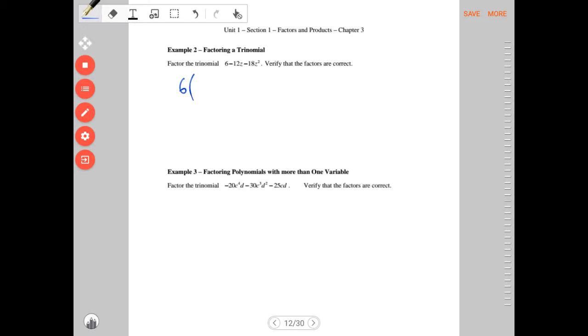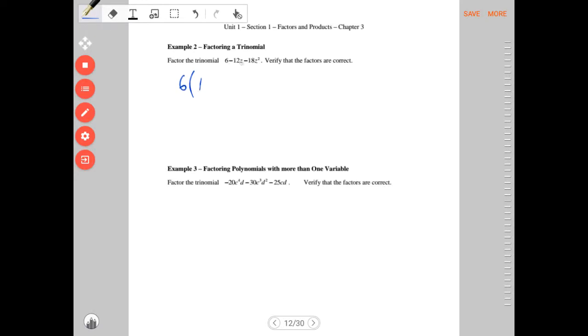So 6 divided by 6, so we factor, we divide. 6 divided by 6 is 1. There's nothing else, so we have to put the 1. Negative 12 divided by 6 is negative 2. Now the z, no z's factor out, so it's still 2z. And then negative 18 divided by 6 is negative 3. And the z squared just stays there as well. So that's what I'm thinking our answer is.